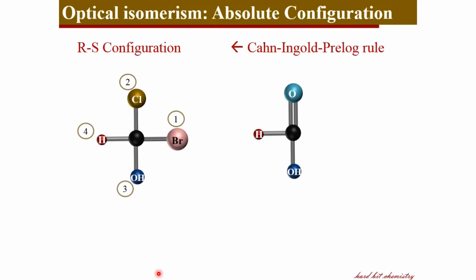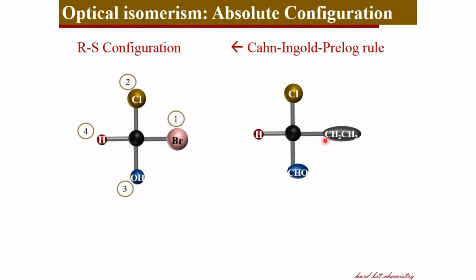If you've got a double bond, the double bonds are treated as separate single bonds like this. And if you have isotopes attached, like hydrogen and deuterium shown here, the heavier isotope is numbered with higher priority than the lighter one.